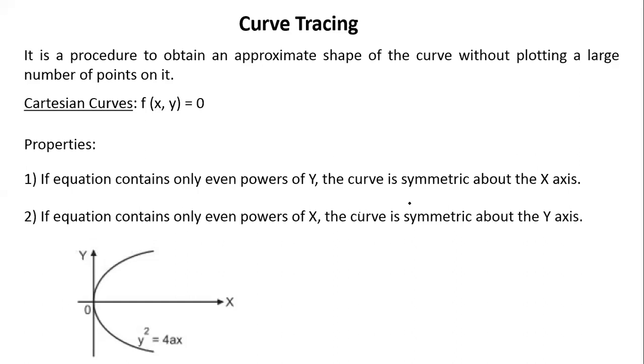Property 2, if the equation contains only even powers of x, the curve is symmetric about the y-axis. Here x square is equal to 4 into a into y. So even powers of x and the curve is perfectly symmetric about the y-axis.